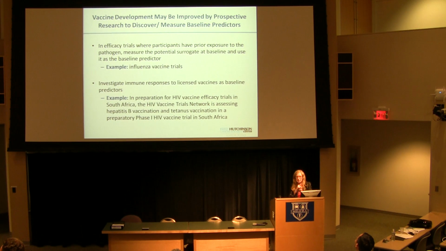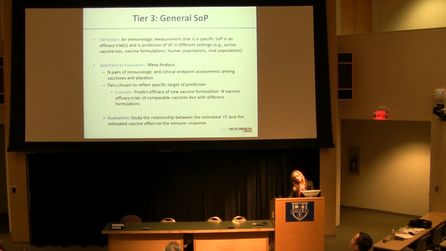One of the things they are doing now is gearing up to do a new phase 1 HIV vaccine trial in South Africa. Part of that trial is actually to vaccinate both the placebo and the vaccine groups with hepatitis B and tetanus. As part of the outcome of the phase 1 trial, they're going to look at the relationship between the hepatitis B and tetanus vaccination and the HIV response. And they're going to see whether they might use this approach to look at surrogates in the actual phase 3 trial. So that's basically all I have to say about that.